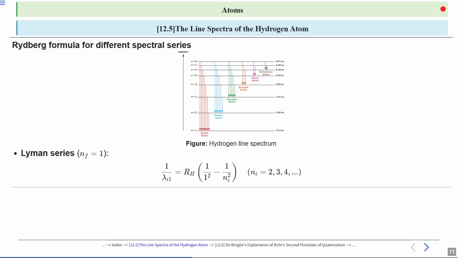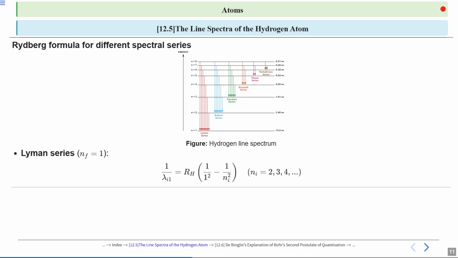Here is the formula for the Lyman series. 1 divided by lambda equals RH times (1 divided by 1 squared minus 1 divided by ni squared), where ni is 2, 3, 4 and so on. RH is the Rydberg constant, which has a value of about 1.097 times 10 to the power 7 per meter. Lambda is the wavelength of the emitted light measured in meters.